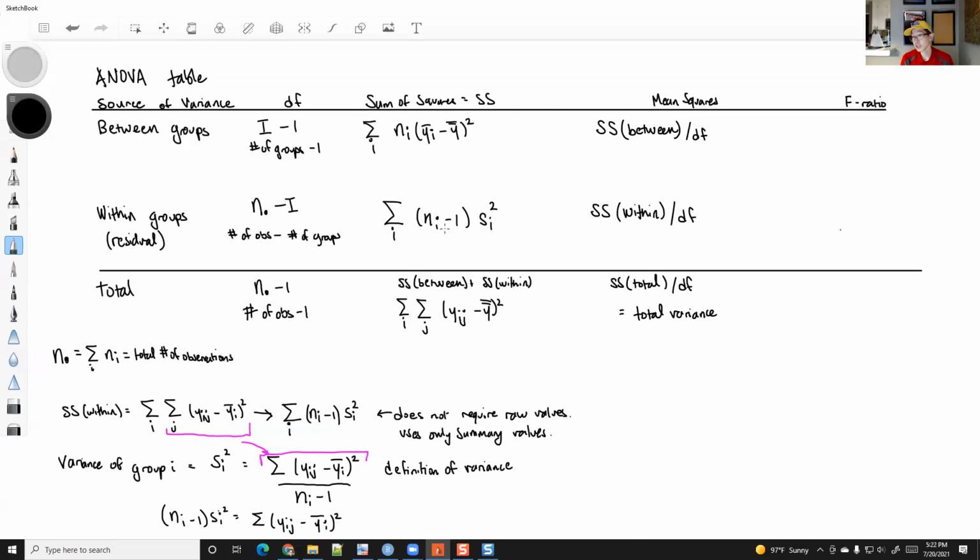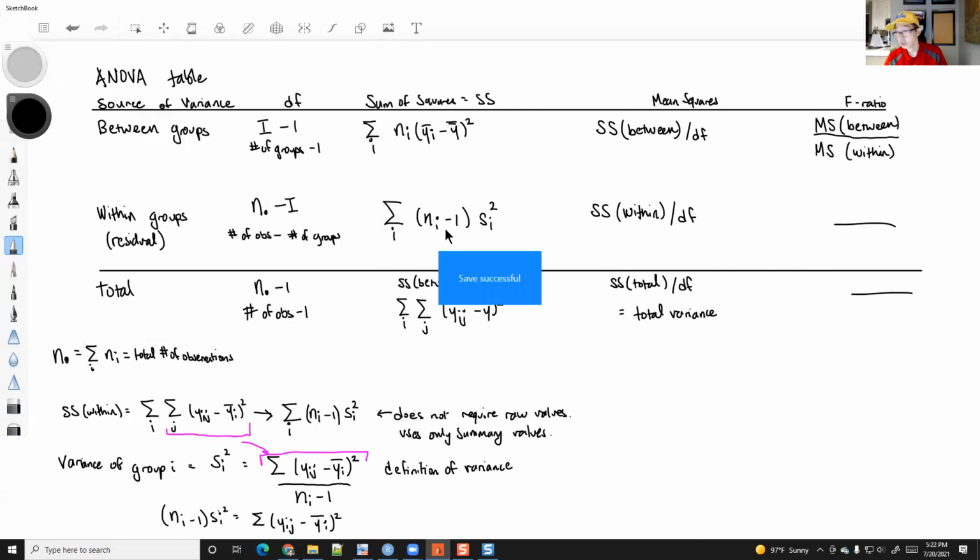Okay. And then the F ratio, there's no F ratio to calculate here. But the F ratio is done by taking the mean squares between and dividing by the mean squares within. So we're going to do mean squares between divided by mean squares within. All right. Is that okay?